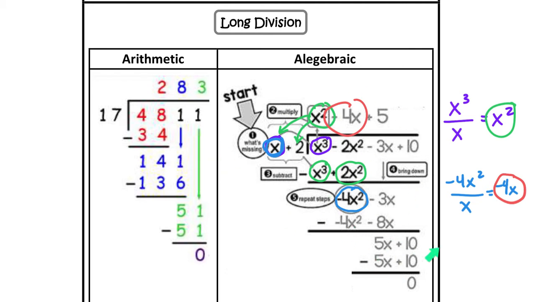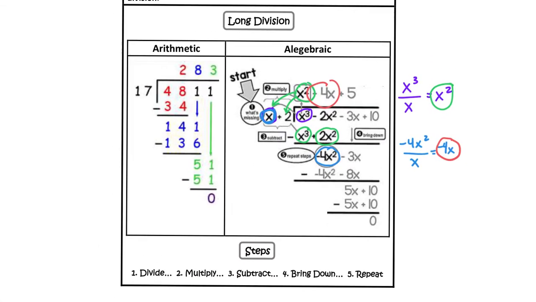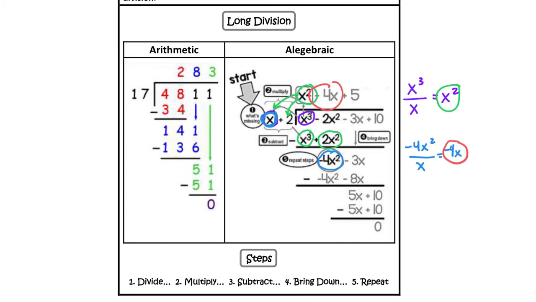I know there's a lot that I'm writing in here, but the main steps that we want to focus on for long division are the following. We're going to divide. We divided x cubed by x and got x squared on top. Then after we got this top term, we're going to multiply it by x and by 2. That gives us these two here. Then we subtract. That's step number 3. Subtract these. Then we bring down the negative 3x. And then repeat. Do the process again.